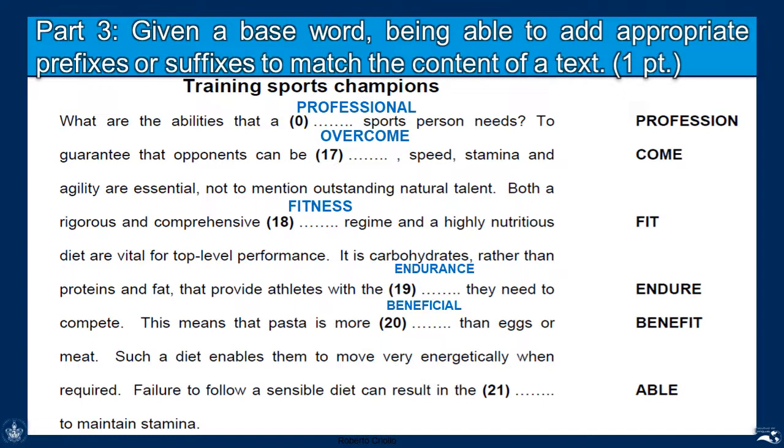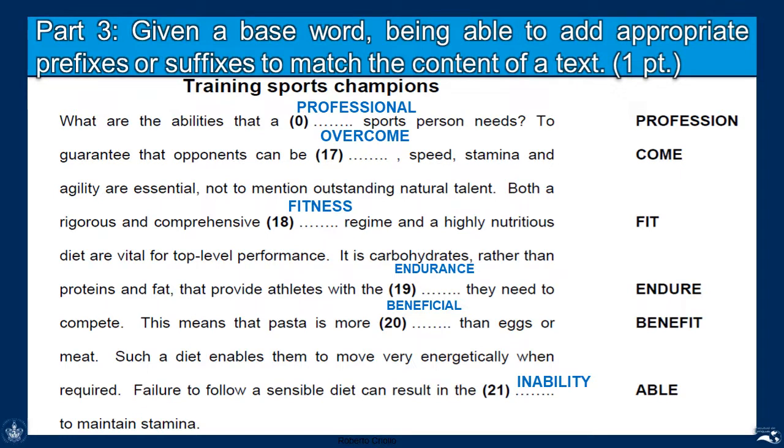But if you see, we also have the, so we need a noun because we have an article. So we need to add then the suffix ity, so that becomes inability, right? So failure to follow a sensible diet can result in the inability to maintain stamina.